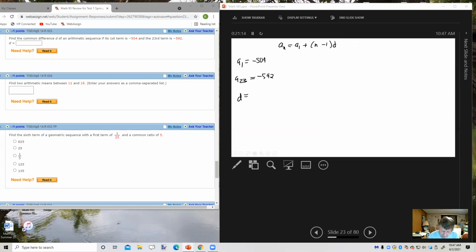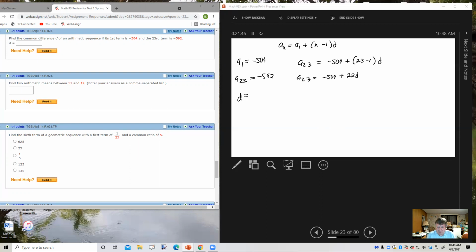Okay, well, using the formula, we could say a sub 23 equals a sub 1, which is negative 504, plus n, which is 23 minus 1 times D. Okay? We could say that a sub 23 equals negative 504 plus 23 minus 1 is 22D.